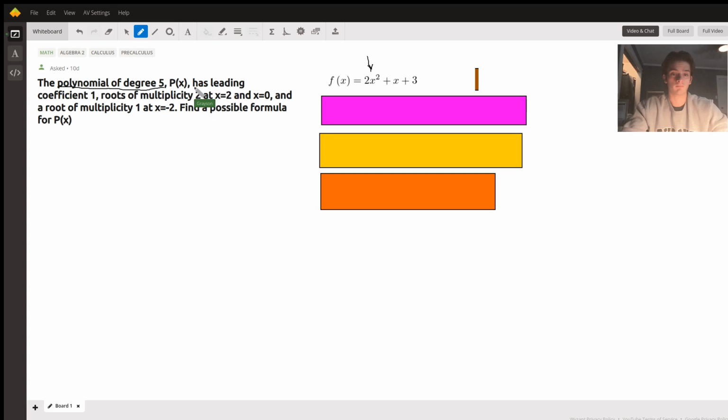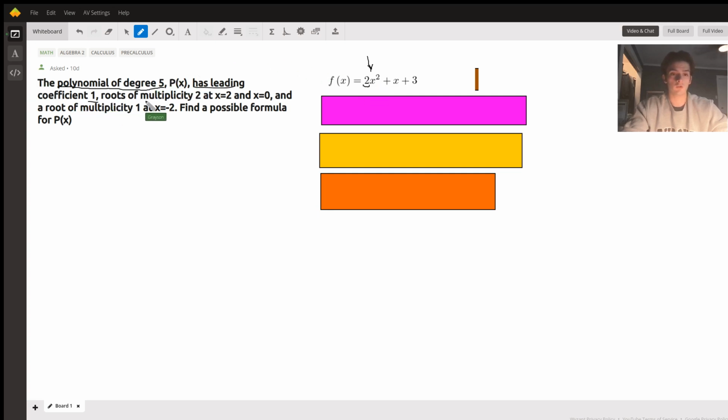And then we have the second part. P of x has a leading coefficient of 1. Going back to this example, the leading coefficient is the coefficient in front of the variable that defines the polynomial's degree. In this case, we have 2. So this function is a polynomial of degree 2 and has a leading coefficient of 2. Okay, great. We've got the first two parts down.